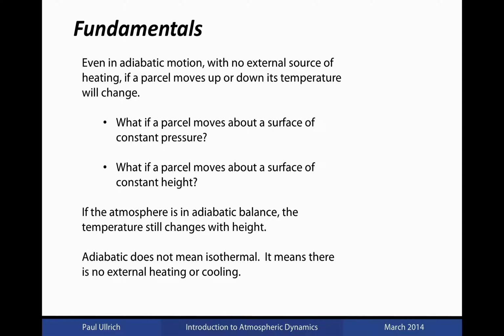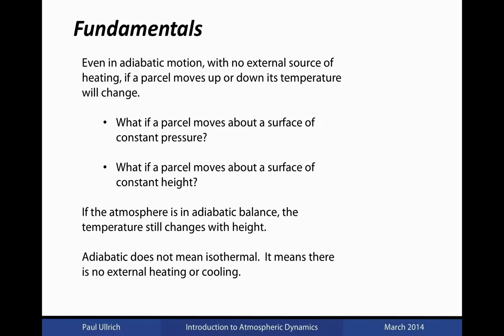So what happens then if a parcel moves around a surface of constant pressure? Well, on a surface of constant pressure, there is no change to the volume of the fluid parcel because it is experiencing constant pressure along its exterior. Consequently, the potential temperature will be conserved and the temperature will be conserved. If the parcel moves about a surface of constant height, the pressure may change for the fluid parcel, and consequently the temperature of the fluid parcel may change. So one needs to be very careful when considering how the parcel movement impacts the temperature of the parcel.